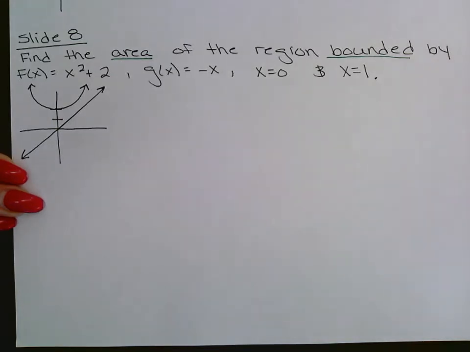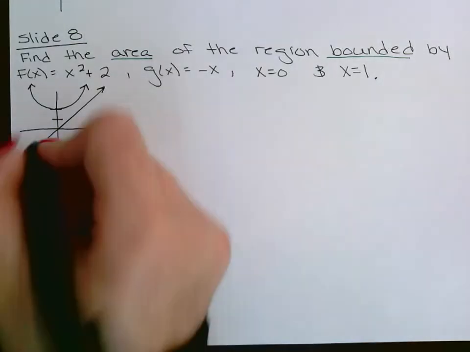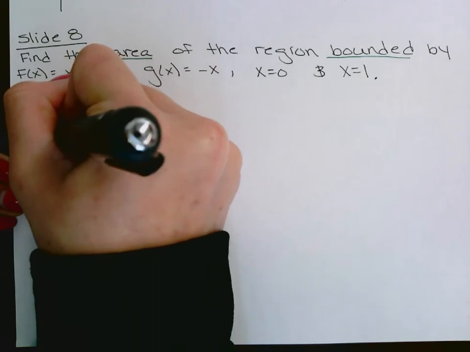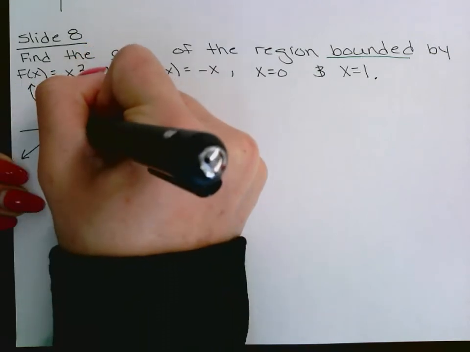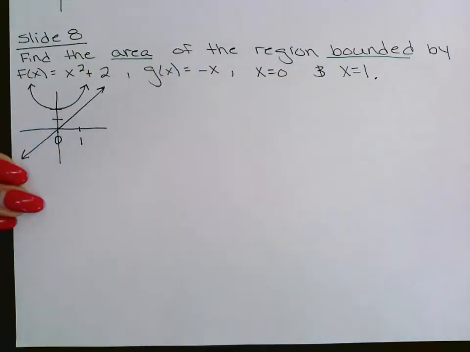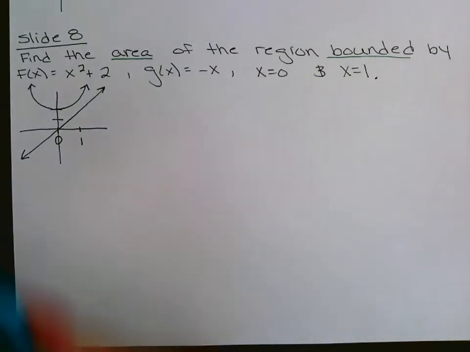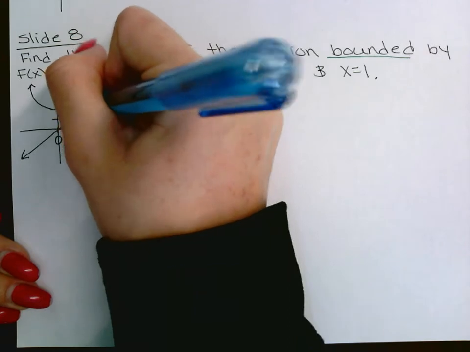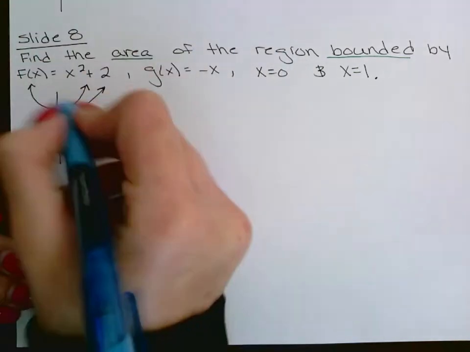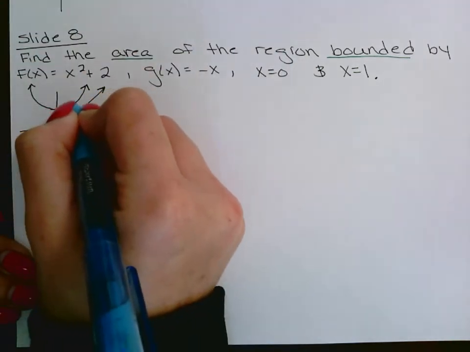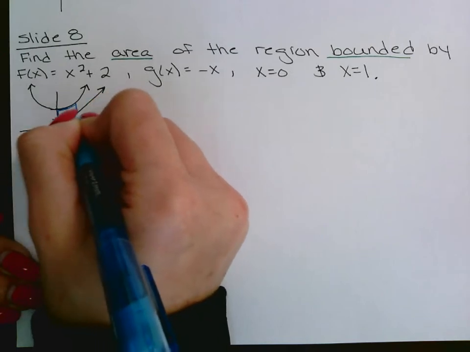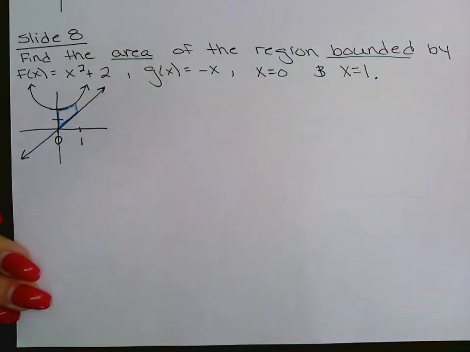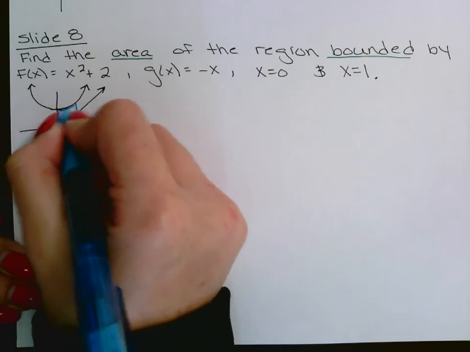Okay. Now they want you to do this from 0 to 1. So 0 would be right here. And let's say 1 is right here. So with a different color, you can kind of make your little area that got closed off. Do you guys see it there? The little section that got closed off?